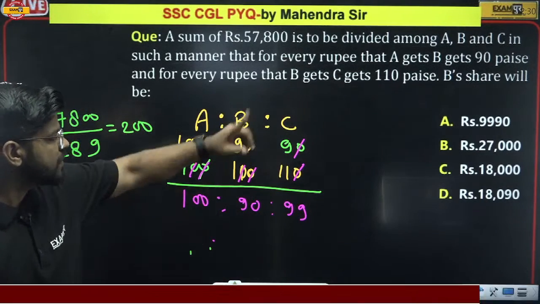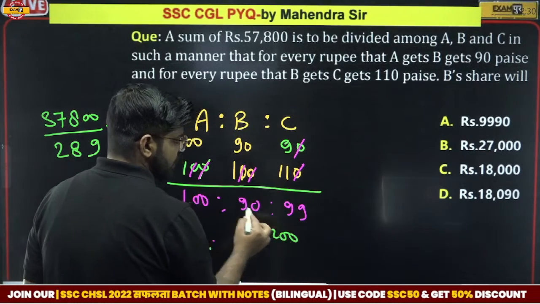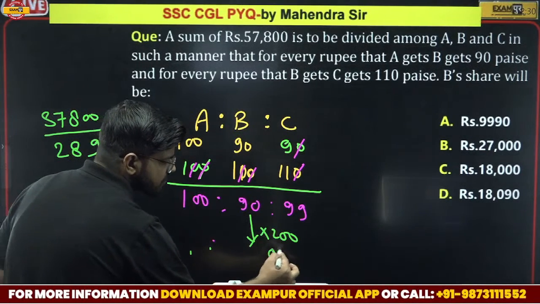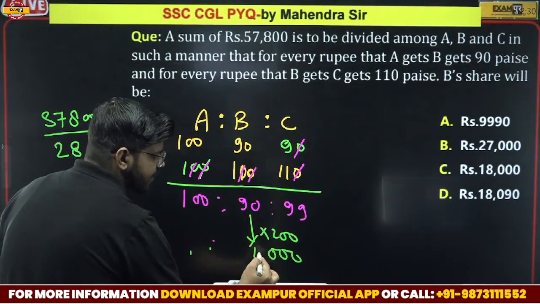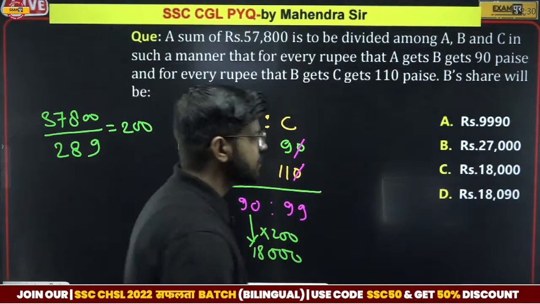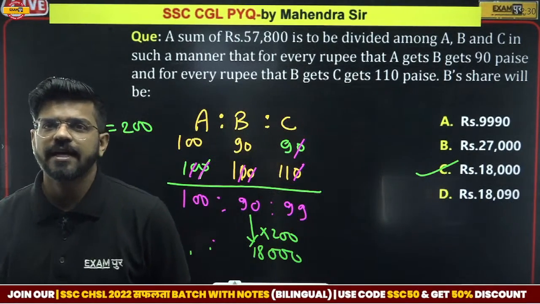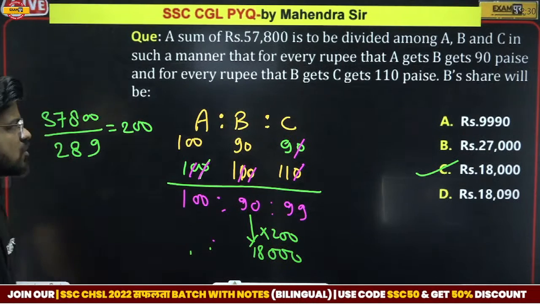So you have to find B's share. Multiply 200 to this. Multiplying 200, we get 3 zeros and 9 2s are 18. So 18,000 is my right answer. Option number C. 18,000 is my right answer. Is it clear? Superb.